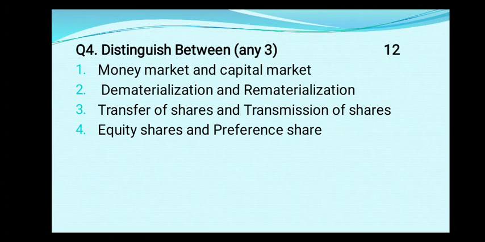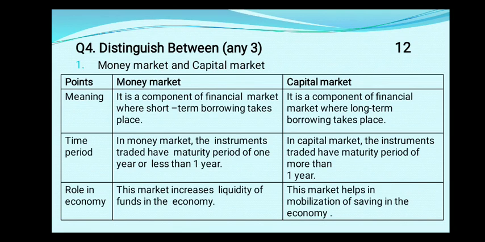Now, question number 4. Distinguish between. You have to write any 3 out of 4. Each distinguish has 4 marks. See: money market and capital market, dematerialization and rematerialization, transfer of shares and transmission of shares, and equity shares and preference shares. Now, we will see money market and capital market. You have to write minimum 5 points. You draw 3 columns.